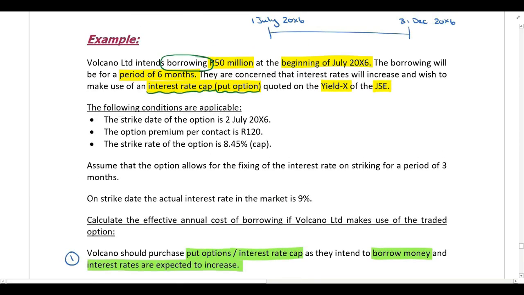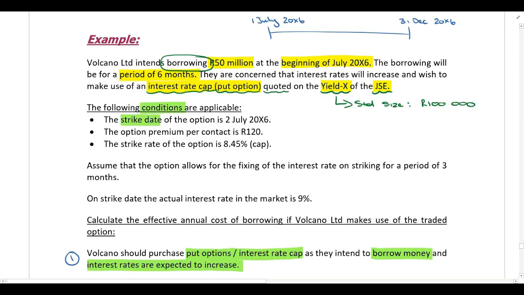And we are also told that this put option is quoted on the yield X of the JSE. So we saw that options contracts can either be traded over the counter or on a formal exchange. So we are dealing with contracts on a formal exchange, meaning that we have a standard contract size of 100,000 Rand. In addition to that, the following conditions are applicable.